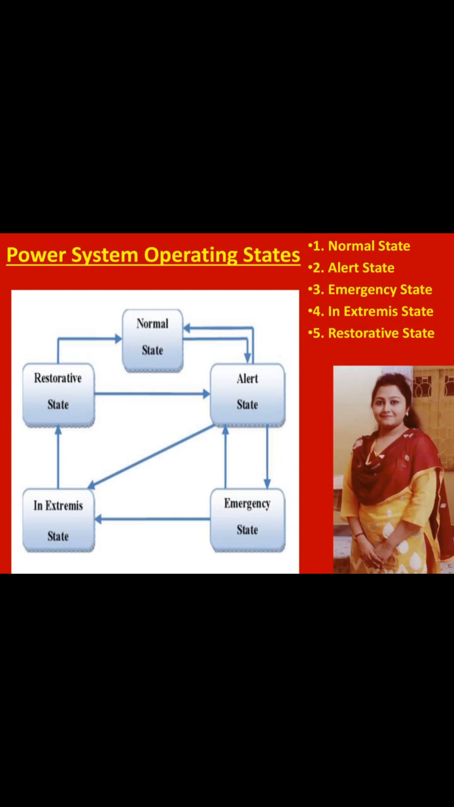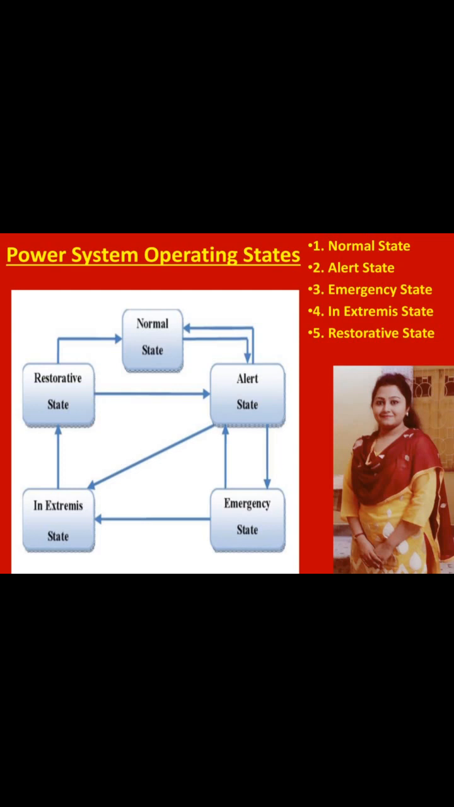Now we are discussing power system operating states: normal state, alert state, emergency state, in extremis state and restorative state. Now in normal state, all the system variables are within the normal range. The system is able to withstand a contingency. Now in alert state, all the system variables are within the normal range, but the system is not able to withstand any contingency. Preventive action will bring back the system to the normal state.